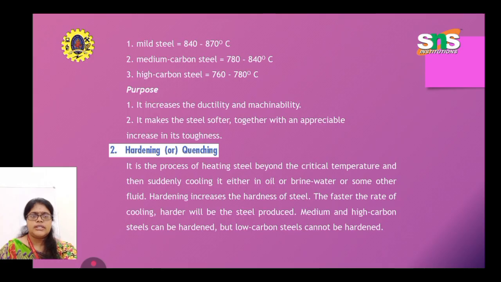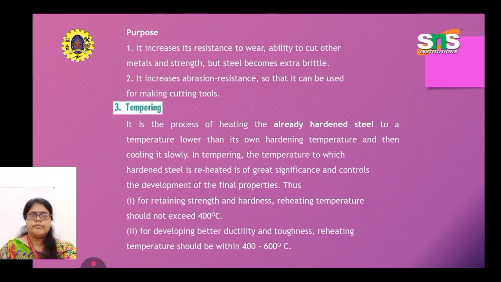Hardening or quenching is the next one. It's the process of heating the steel beyond the critical temperature and suddenly cooling it either in oil, brine water or some other fluid. Hardening, as the name says, increases the hardness of the steel. Purpose: it increases its resistance to wear, its ability to cut other metals, and its strength, but steel becomes extra brittle. It increases the abrasion resistance so that it can be used for making cutting tools.